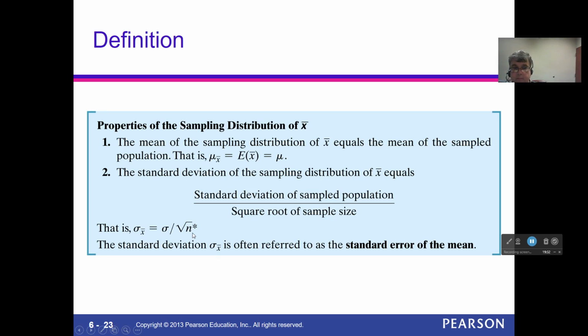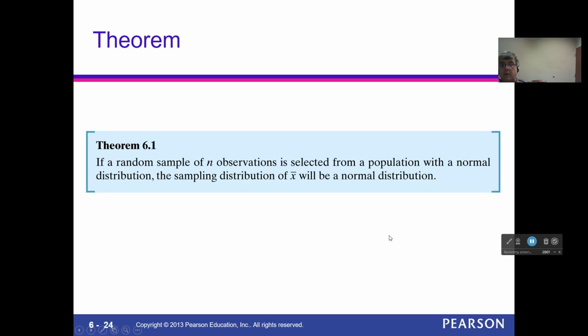Now, there's an asterisk here, okay? The standard deviation of the sample means is often referred to as the standard error of the mean. And that's to differentiate it from the standard deviation of the sample, which we'll look at later. Those are two different things. So the standard error of the mean, all right?